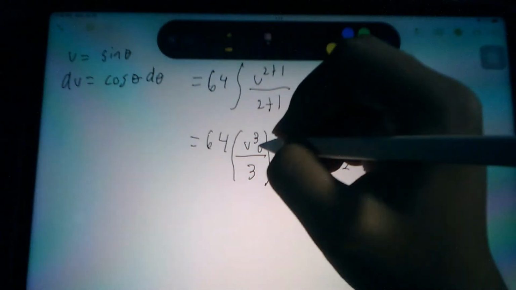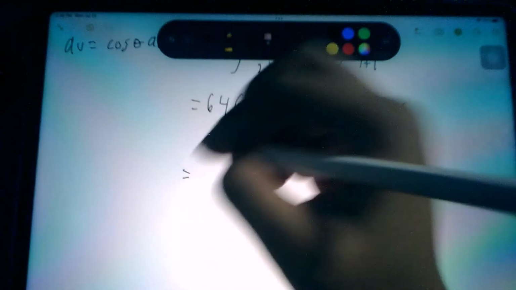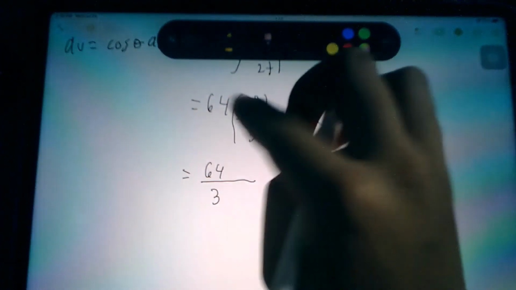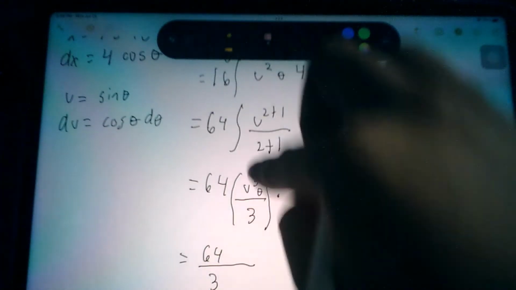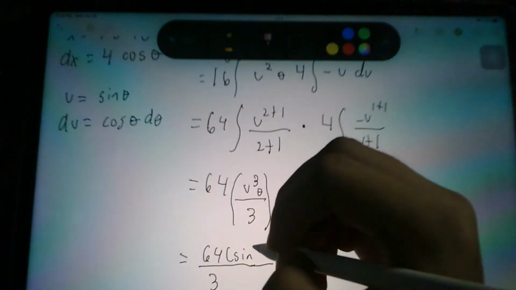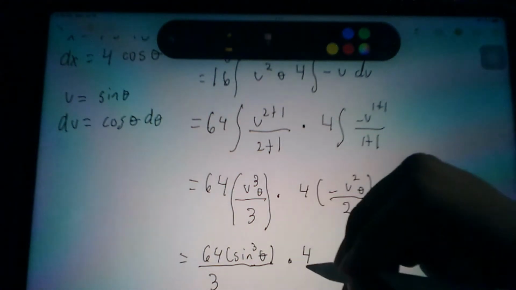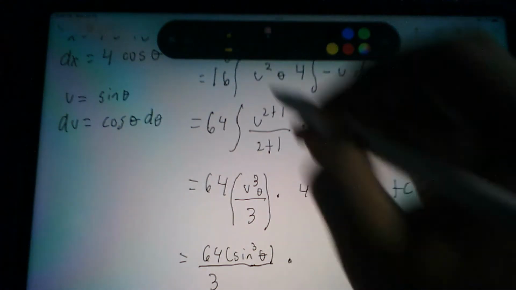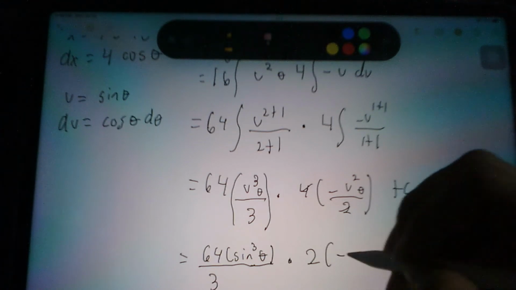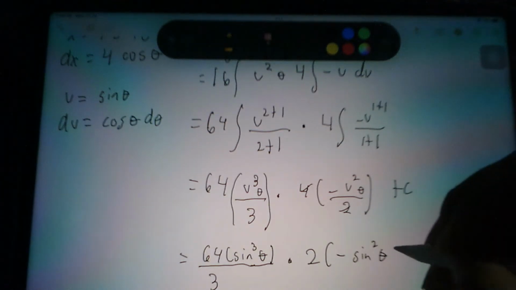Oh guys, don't forget the theta here. Okay, theta, and this will become 64 over 3. We substitute back our u to our original equation, which is sine cubed theta times 4 over 2. The 4 and 2 will cancel out. That will remain 2 times negative sine squared theta plus c.